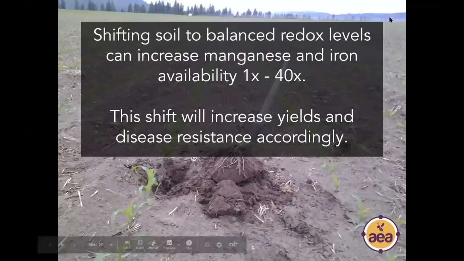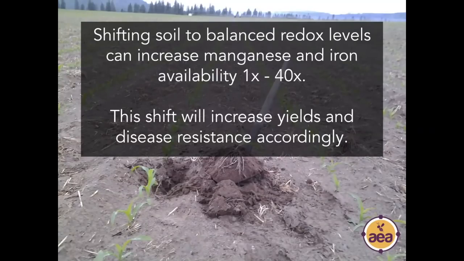So what we have observed is that shifting soils to a more balanced redox level and moving that pendulum back in the reduced direction a little bit can increase manganese and iron availability to the plant, as measured by crop absorption, from 1x to 40x. Now, that's obviously a huge variability. And you look at that, you say, well, 1x, if you just increase manganese availability by 100%, how significant is that? It's actually very significant.